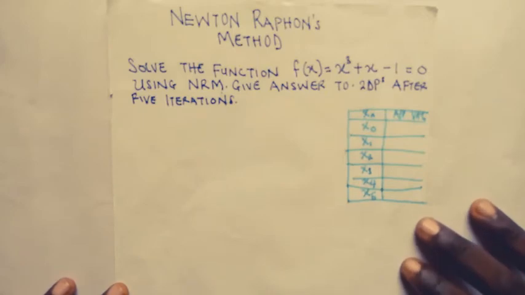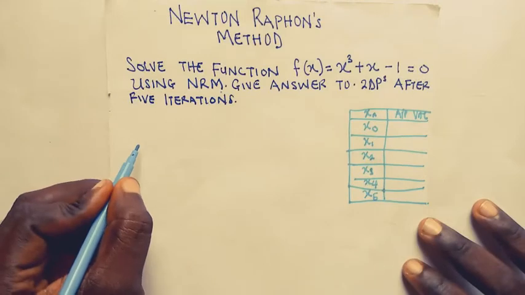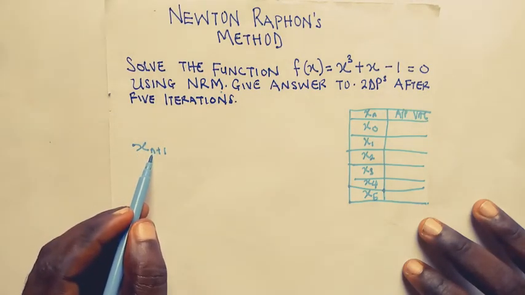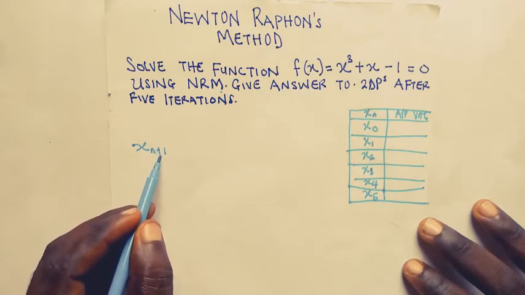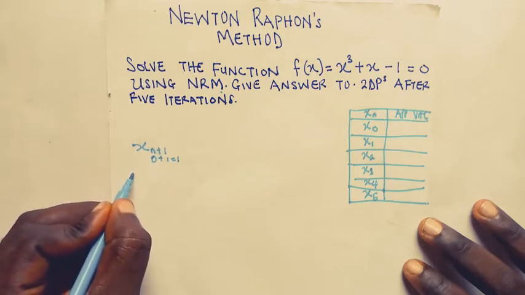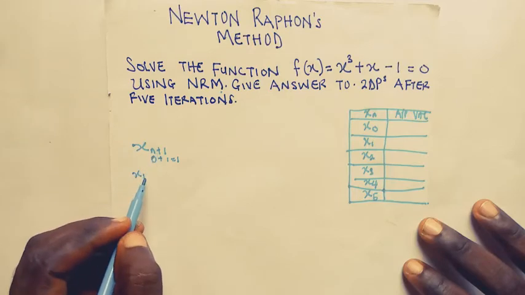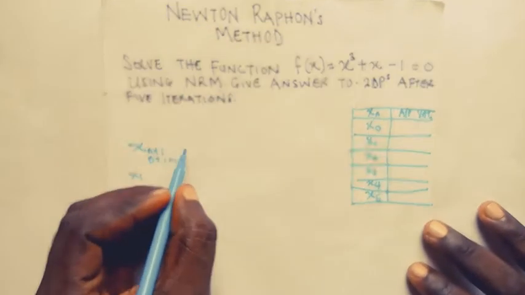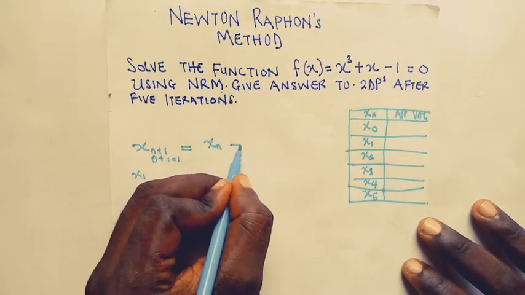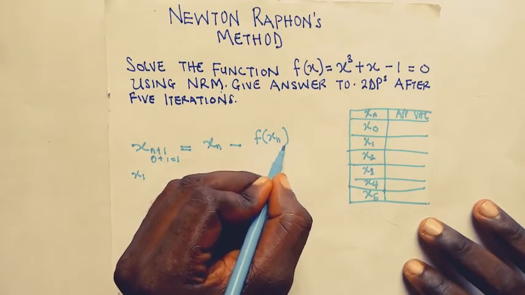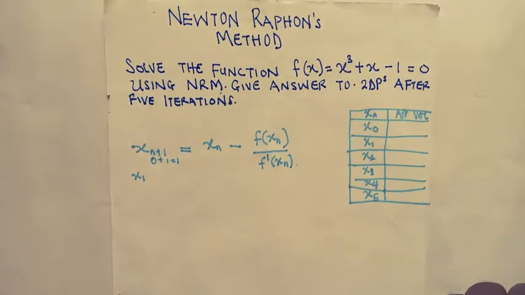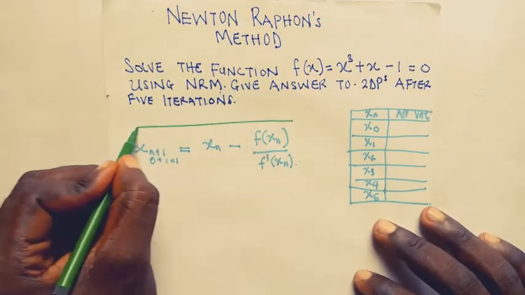And then, without giving any proof, I will just give you straight away the formula for Newton-Raphson's method. And it goes thus. We say xn plus 1. Assuming we have a particular xn, and then we want to do the next approximate, that means the next value, that is n plus 1. If n was 0, 0 plus 1 will of course be 1. So the next approximate will be x1. So the next approximate of the value of x will be equal to xn, which is the previous approximate, the previous value of x, minus the function of xn divided by the derivative of the function of xn. So that is what we refer to as Newton-Raphson's method, the formula for Newton-Raphson.